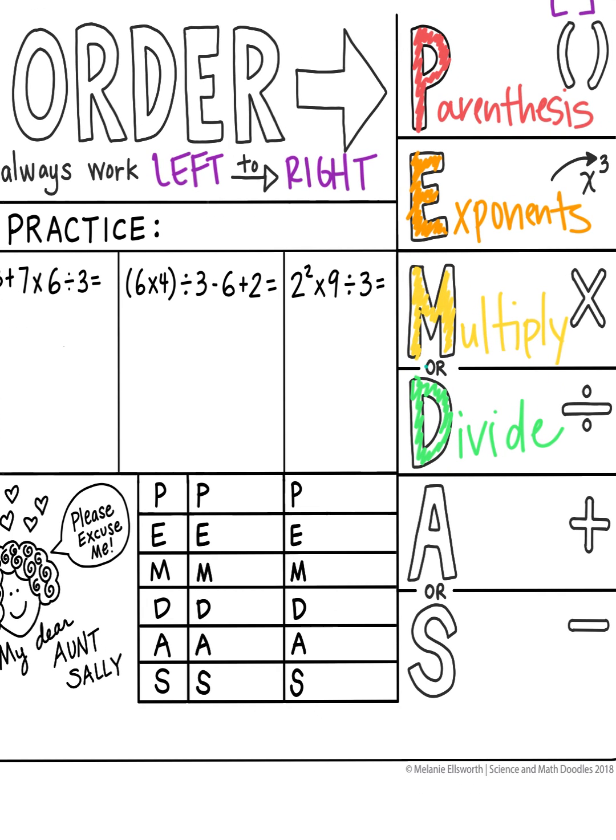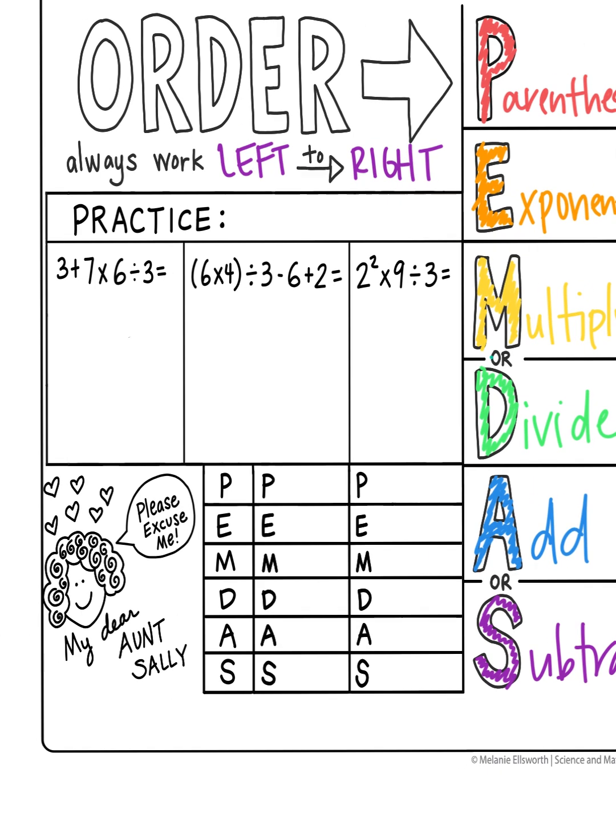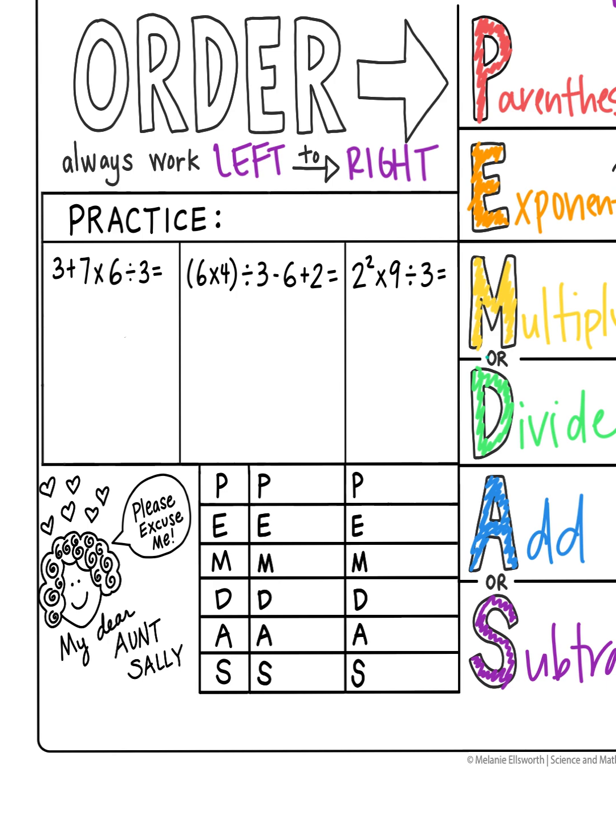Okay, after I divide, I'm then down to the next part, which is add or subtract. Now notice again that word or. Okay, so the word or is telling me that I'm not always going to add first. I might subtract first depending on which operation comes first. So it's either adding or subtracting, whatever comes first in order from left to right. Okay, so let's look at a couple of examples on our paper.